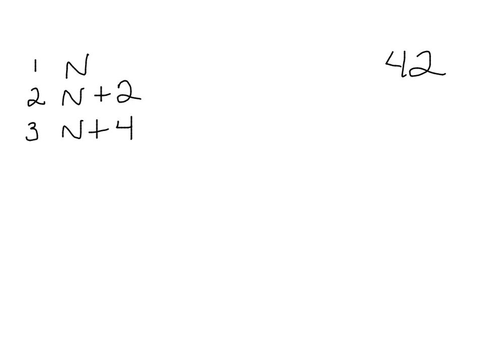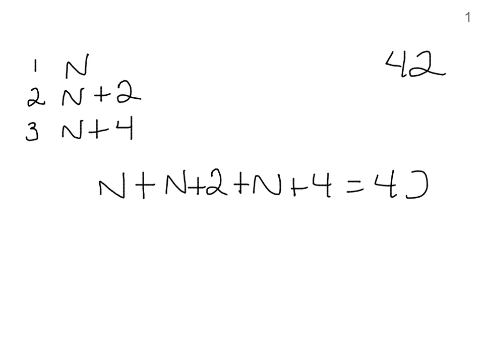The sum of them all was 42. So I'm just going to show all of these being added. So n plus n plus 2 plus n plus 4 equals 42. Then we will combine like terms. So n plus n plus n is 3n, and then 2 plus 4 is 6, and equals 42.